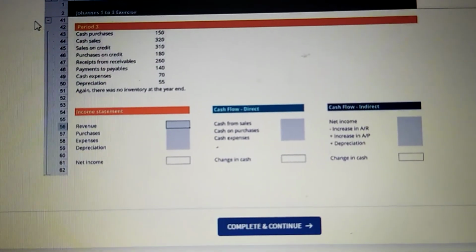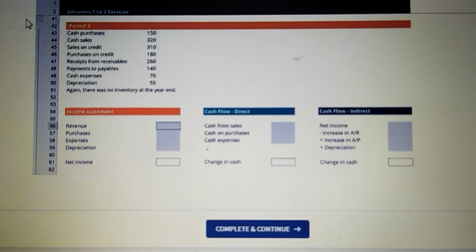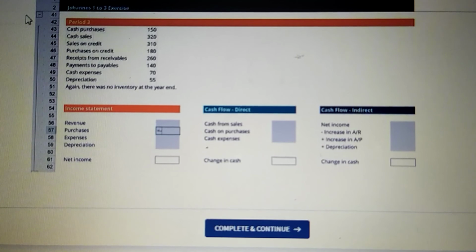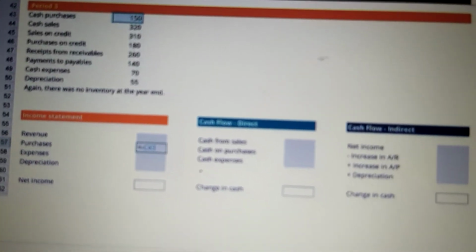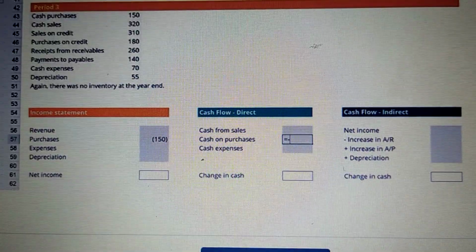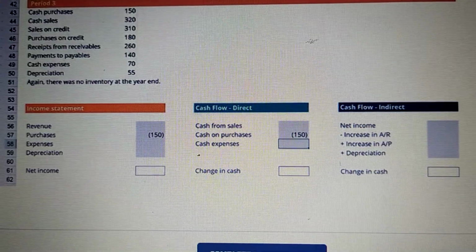Now in Excel. First off, the company had cash purchases of 150, so we're going to take a negative 150 and put it on the income statement. We're also going to do the same thing on the cash flow statement. So we have negative 150 on each.